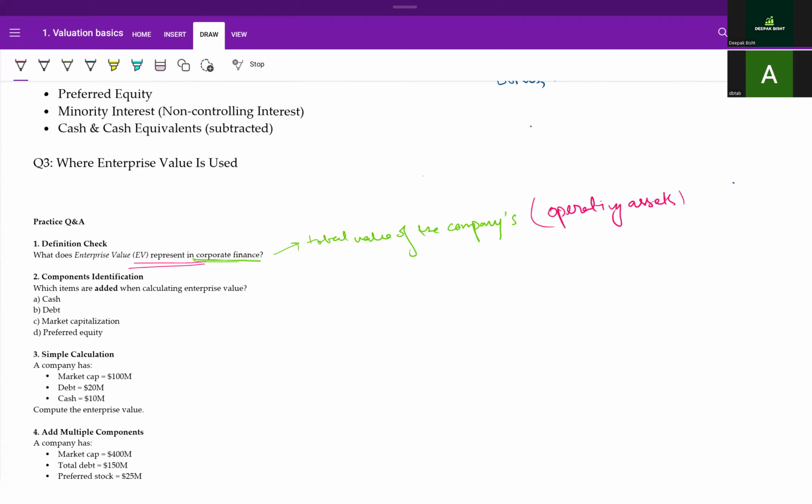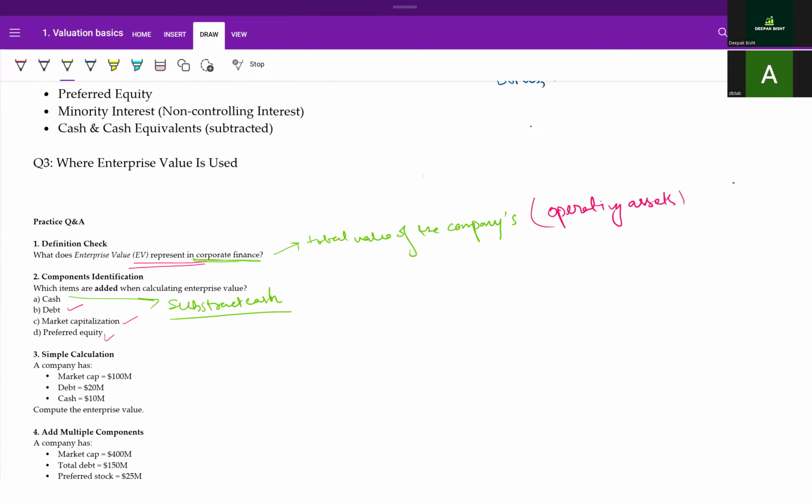Debt is a component of enterprise value. Market cap is a component of enterprise value. Preferred equity is a component of enterprise value. But cash is not a component of enterprise value, because we subtract cash. That's why cash is not a component of enterprise value.